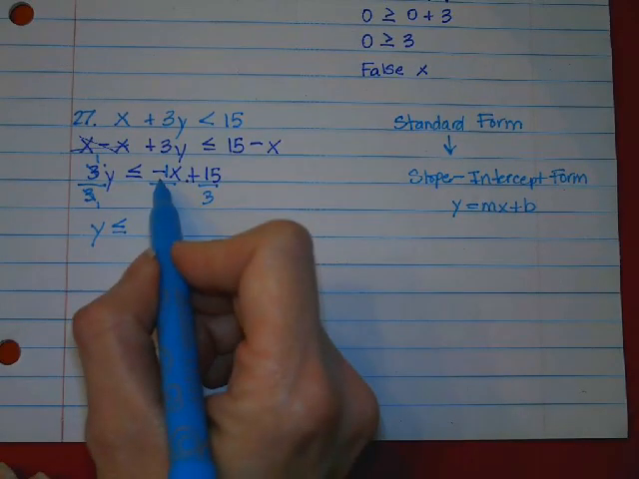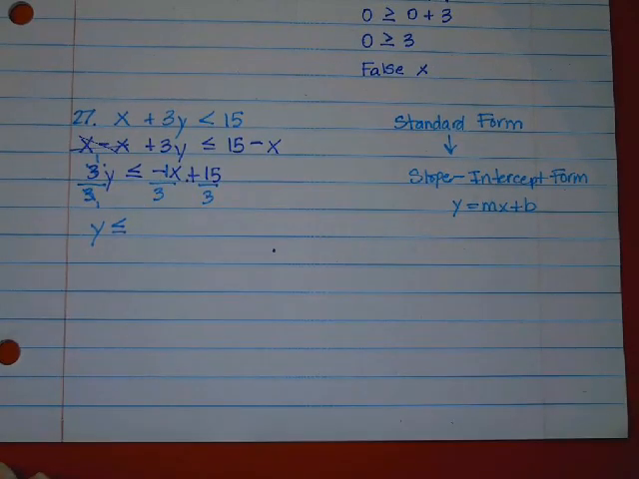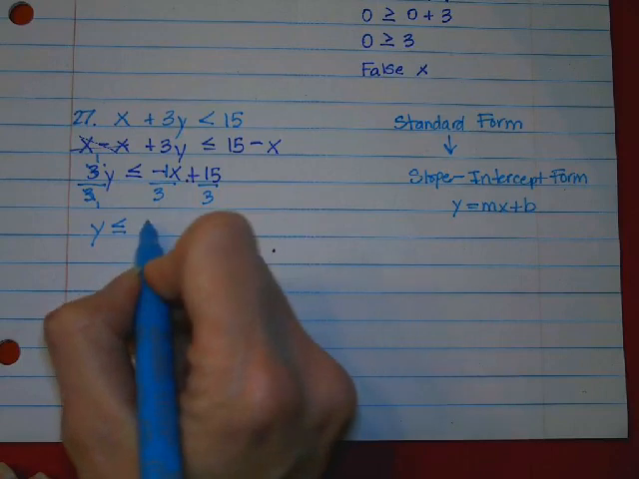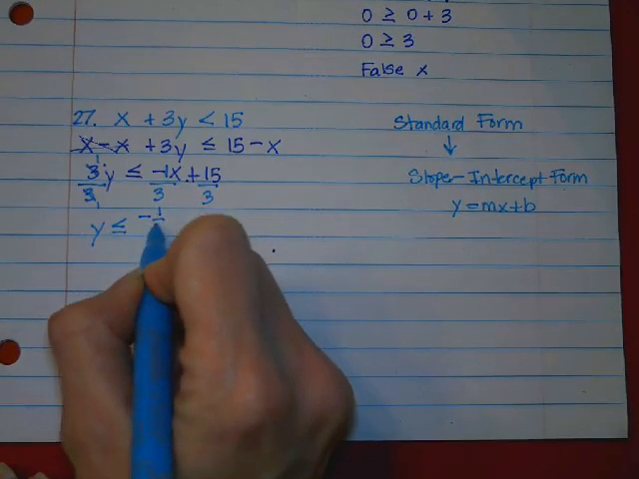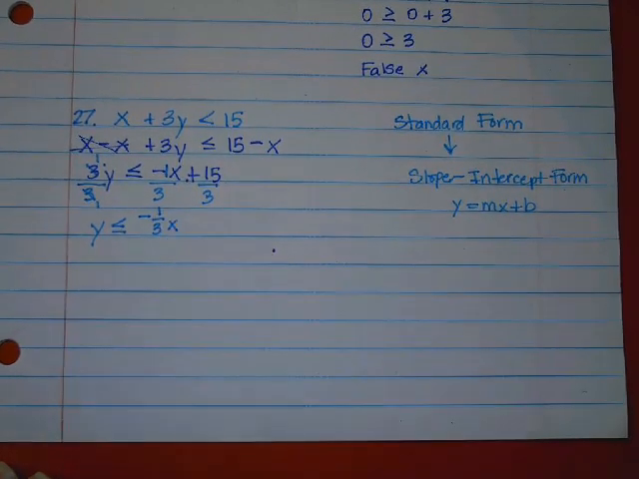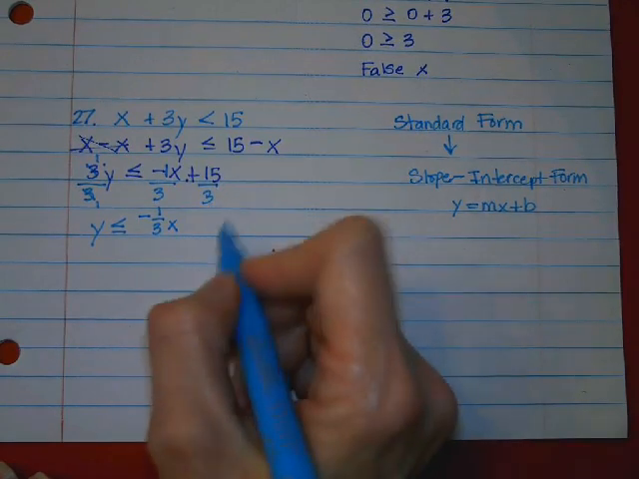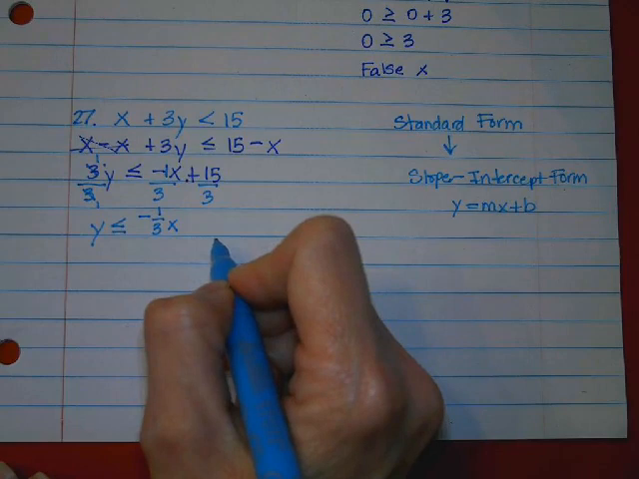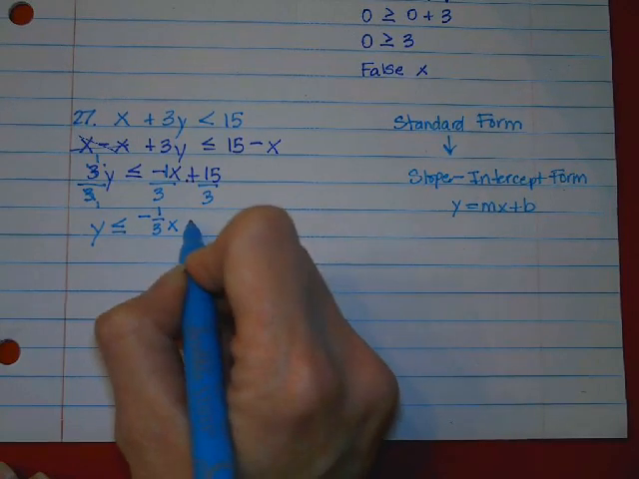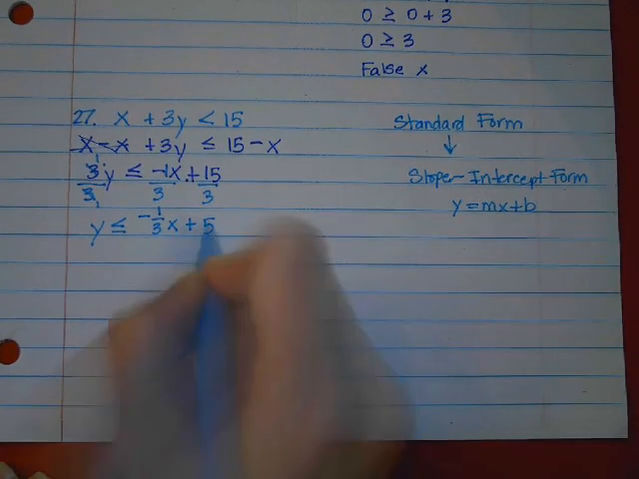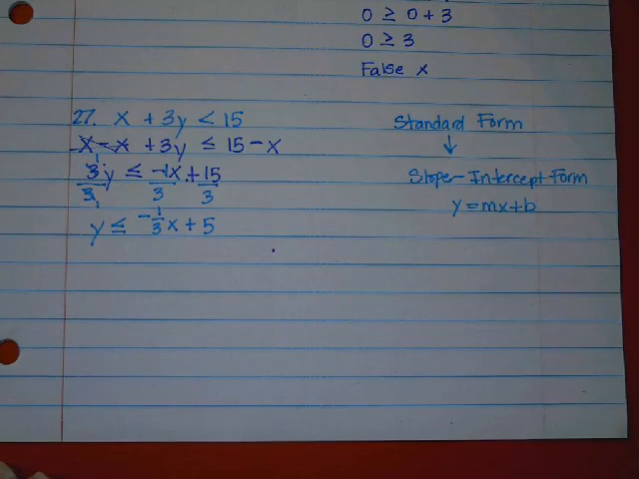So is negative 1 divisible by 3? You're correct, Cheyenne, it is not. So it stays negative 1 over 3 and then our x. Then what I'm going to do is 15 divisible by 3. Laquan, is that true? Yes, what would it be? You're correct, 5. So now I am in slope-intercept form.